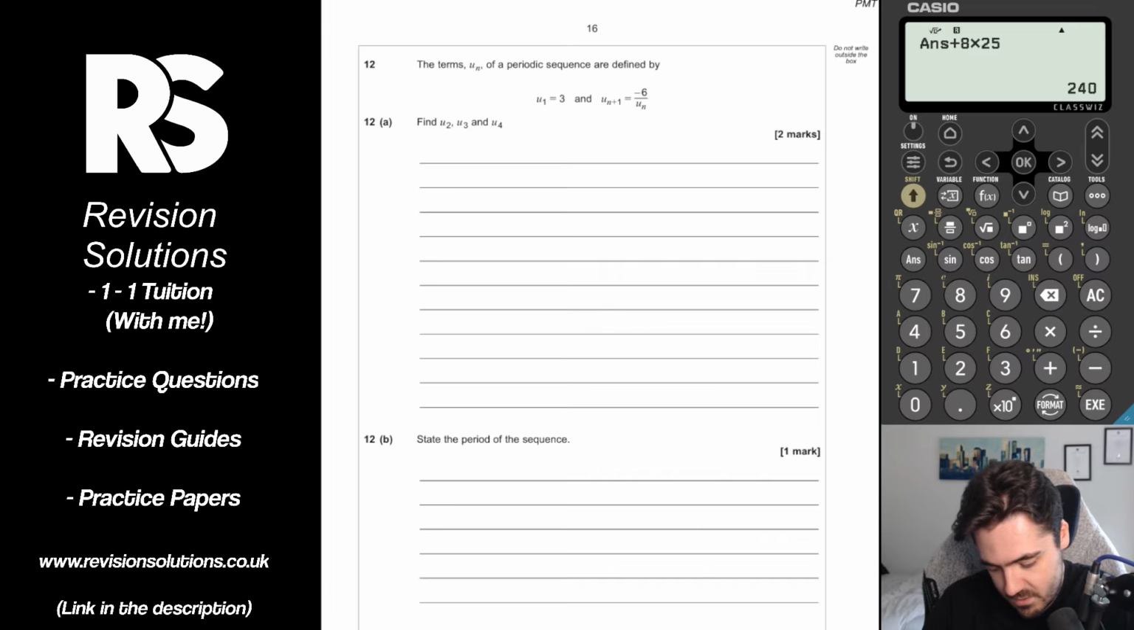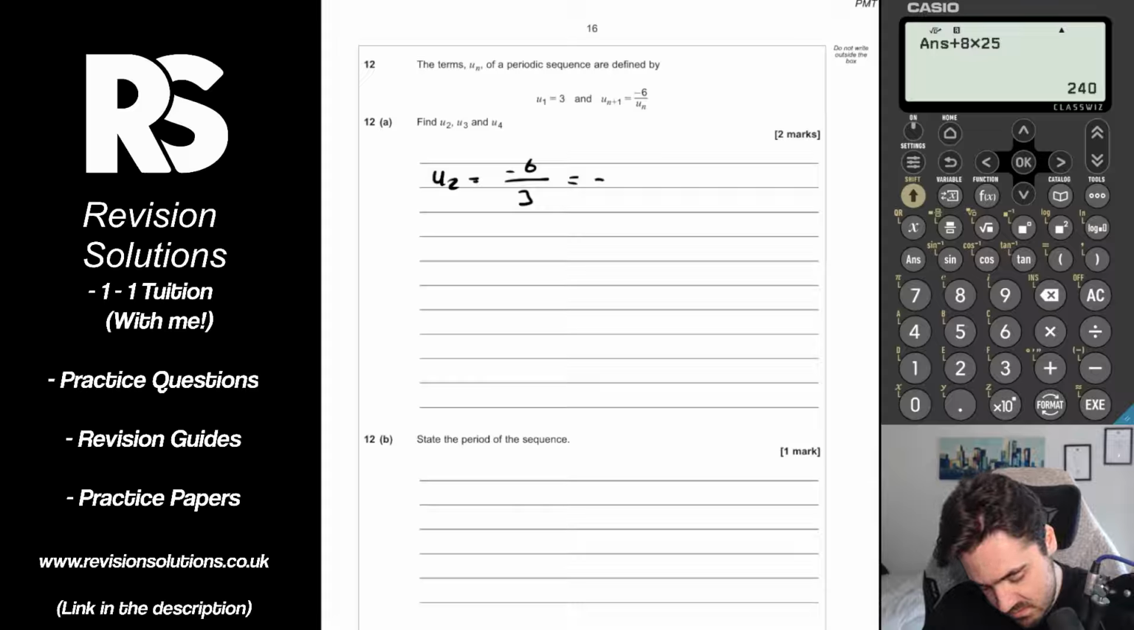Carrying on to question 12, it says the terms un of a periodic sequence are given by this recurrence relation. We're given the first term, and can we find the next 3 terms? So to get u2, I'm just going to plug u1 into the formula. So it'd be minus 6 over 3. That's going to be minus 2.